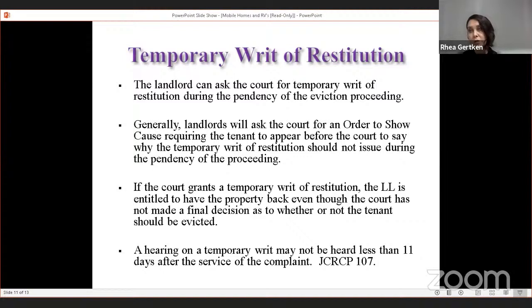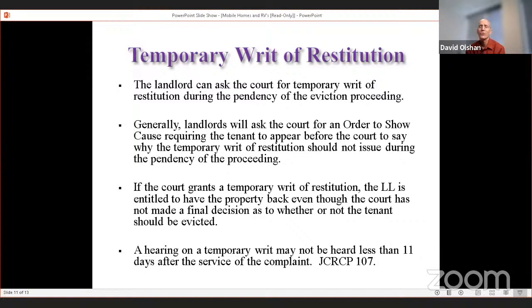And the landlord is required to post a bond. If the tenant is eventually let back in, the tenant is entitled to that bond as damages for the time they were out of the unit. I mean, I don't want to call it a sneaky thing, but sometimes what I've seen is at the temporary writ hearing, counsel for the landlord will say, I would like to convert this to a permanent writ of restitution and ask that the judge enter that order.